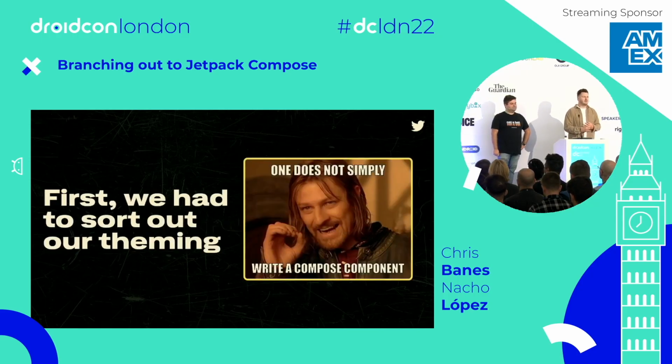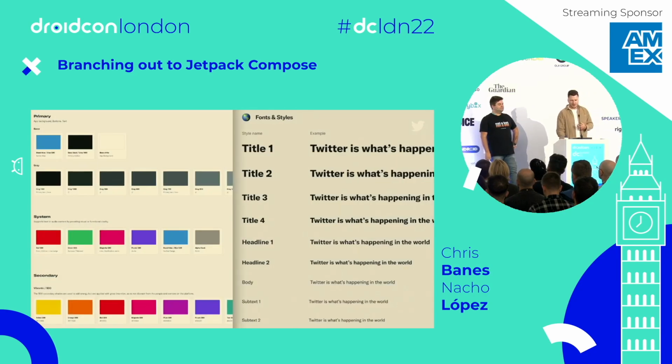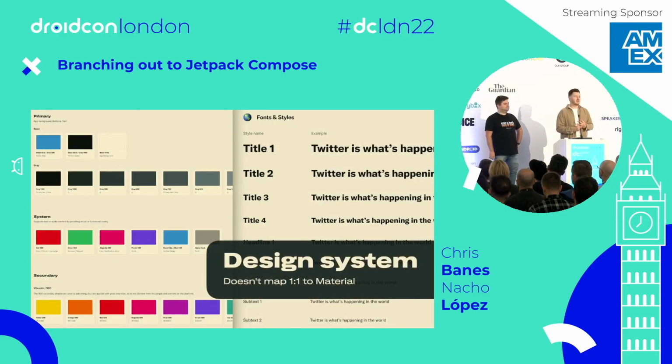But when you start using Compose, you can't just go straight into writing a component. You've got to start thinking about your theming and styling. And from there, everything flows. So we, like many companies nowadays, have our own custom design system, called Horizon. This system provides a set of defined colors, components, typography, sizes, and lots of other tokens. Now, the important thing to say is that it doesn't map one-to-one to Material.